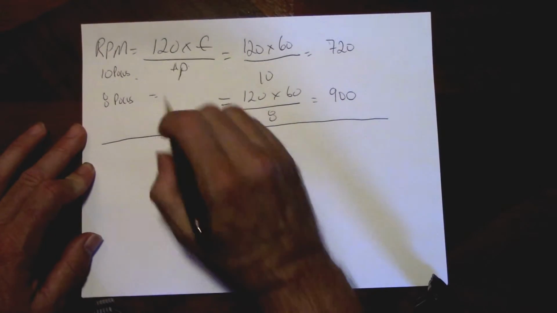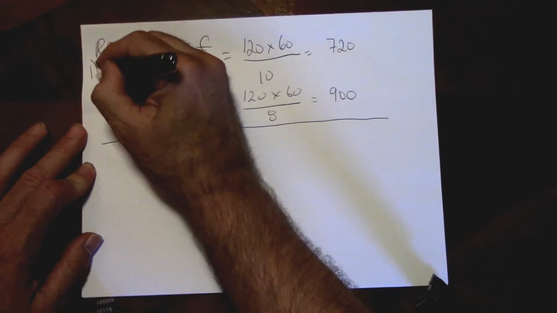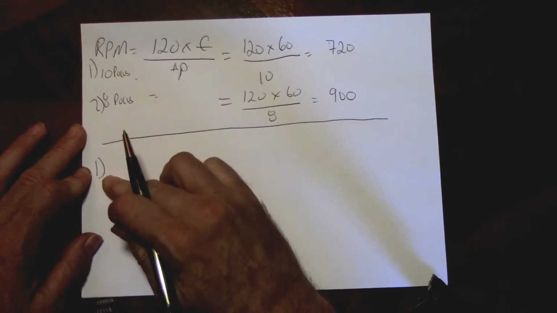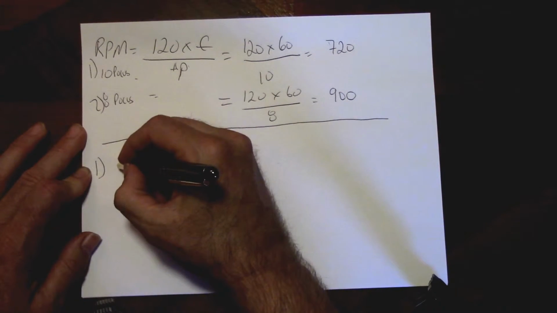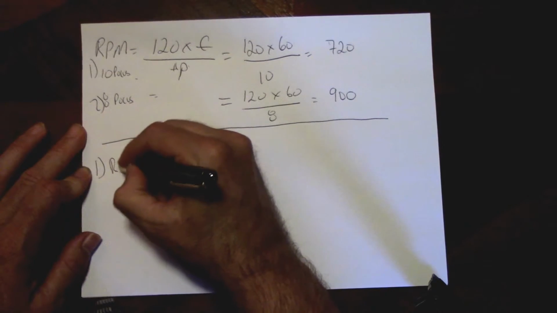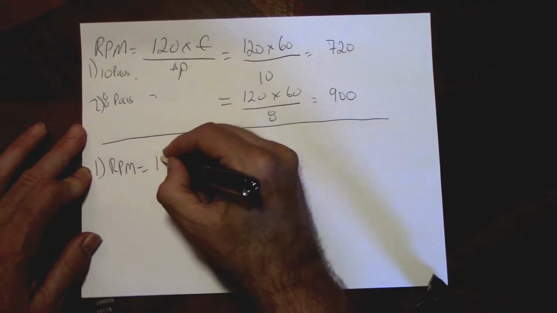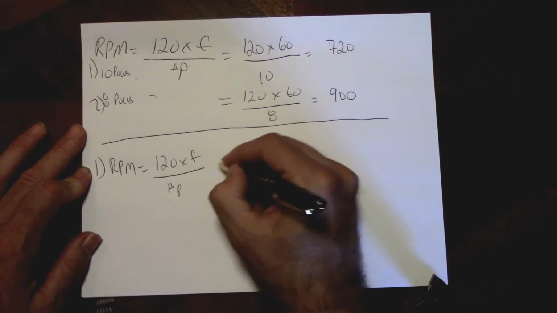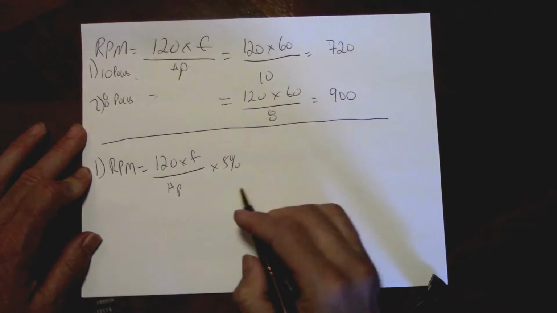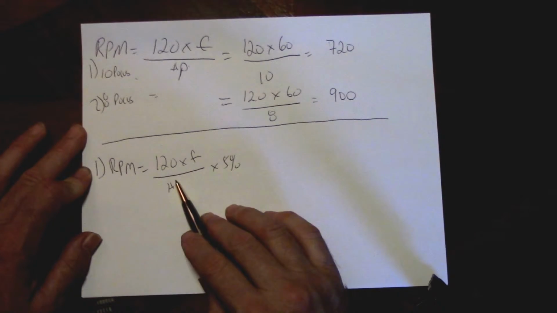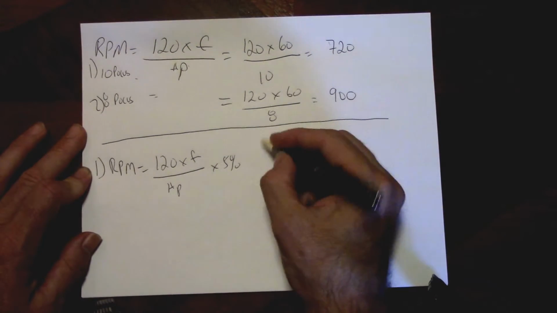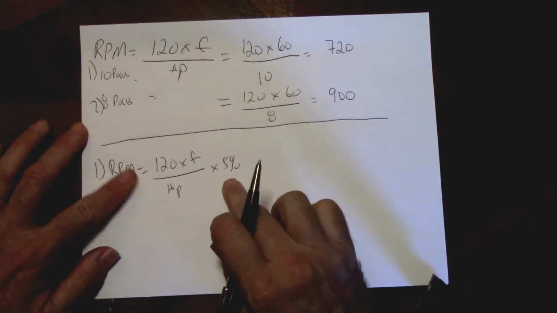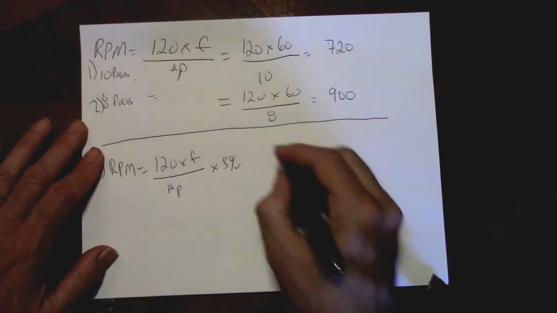Let's do the same one. We'll call this question 1, question 2. Let's do question 1 all over, but with a 5% slip. So we would write RPM equals 120 times frequency over number of poles times 5%. A lot of guys will get this mixed up real bad by doing this. So what I do is I break it down in 2 sections. Do this, then put the 5% to it so there's no mistakes.